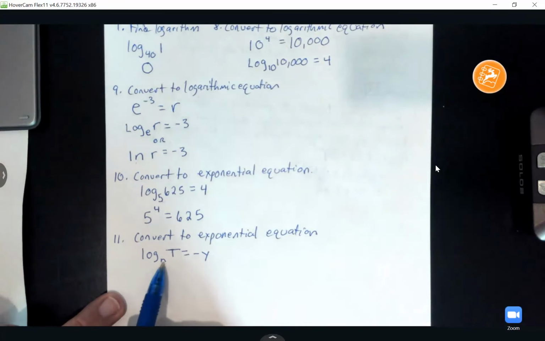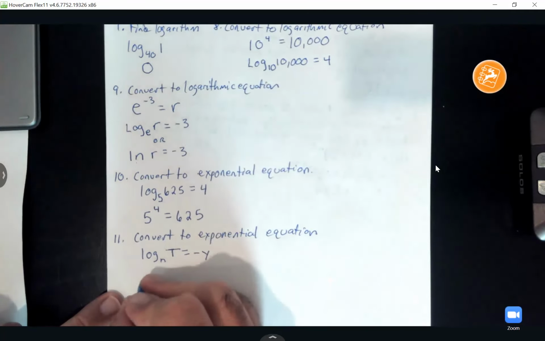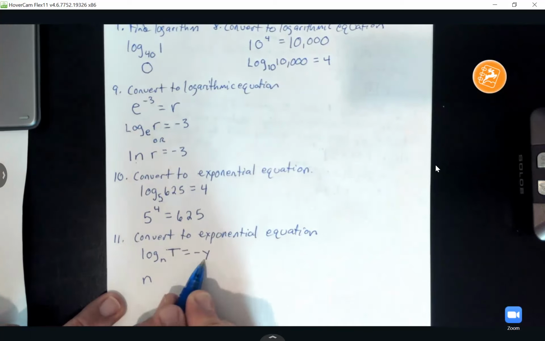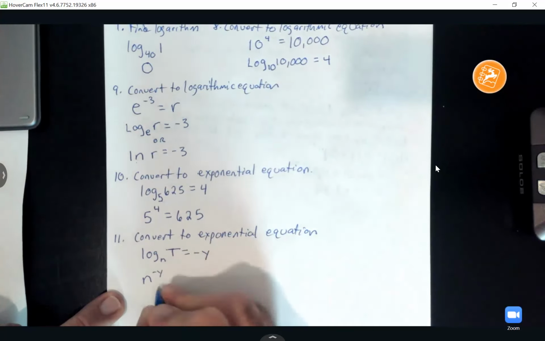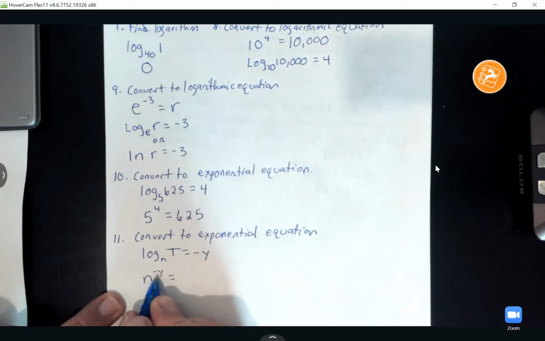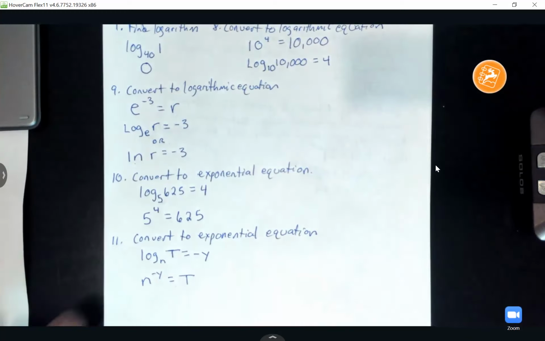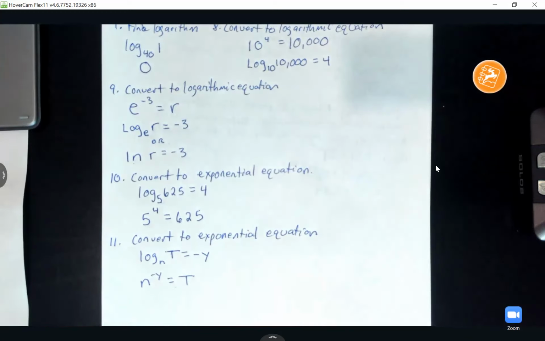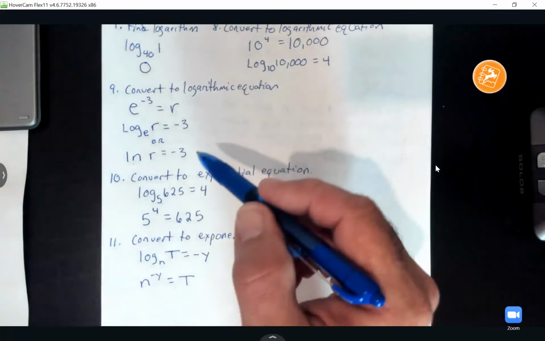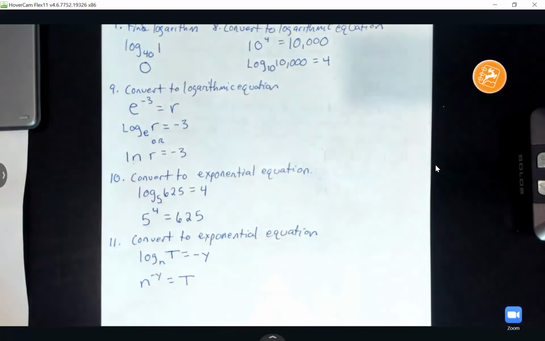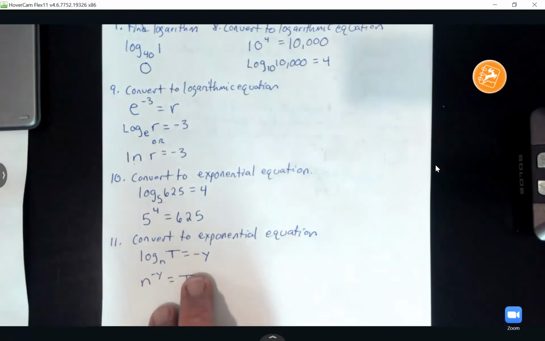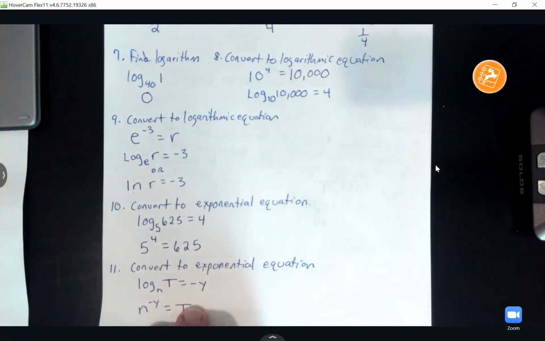All right, so let's write this one. The base will be the n. The exponent will be the negative y. And n to the negative y equals the result of capital T. Okay, so remember on 8 and 9 and then 10 and 11, all we're doing is converting them into the other equations, okay?